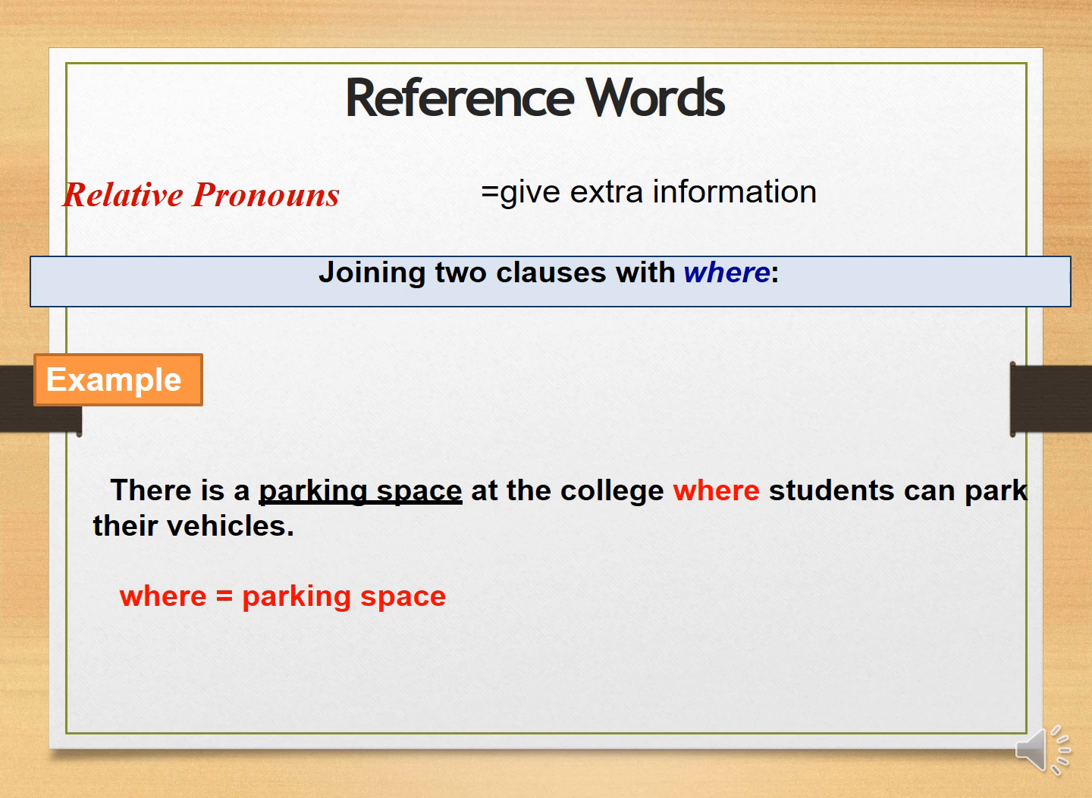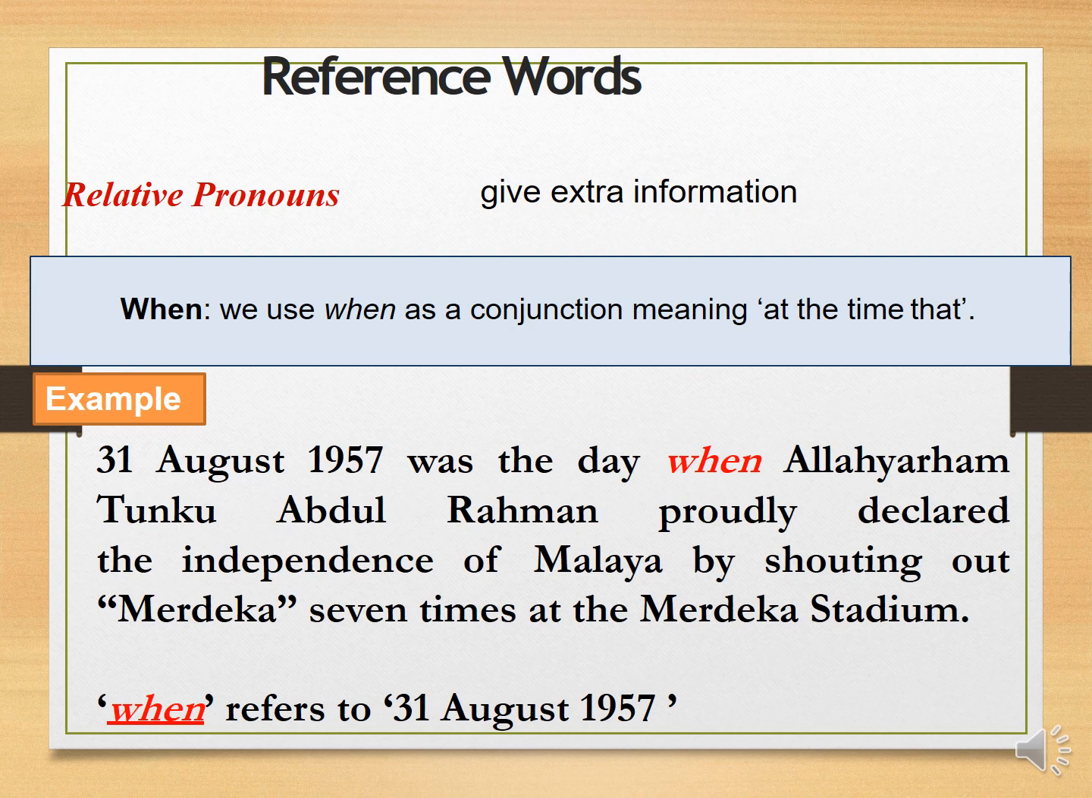There is a parking space at the college where students can park their vehicles. Where is referring to a place where students can park their vehicles. Where is that place? The parking space. 31st August 1957 was the day when Allahyarham Tunku Abdul Rahman proudly declared the independence of Malaya by shouting out Merdeka, Merdeka 7 times at the Merdeka Stadium. So when refers to the day when Allahyarham Tunku Abdul Rahman proudly declared the independence of Malaya. So when refers to 31st August 1957.